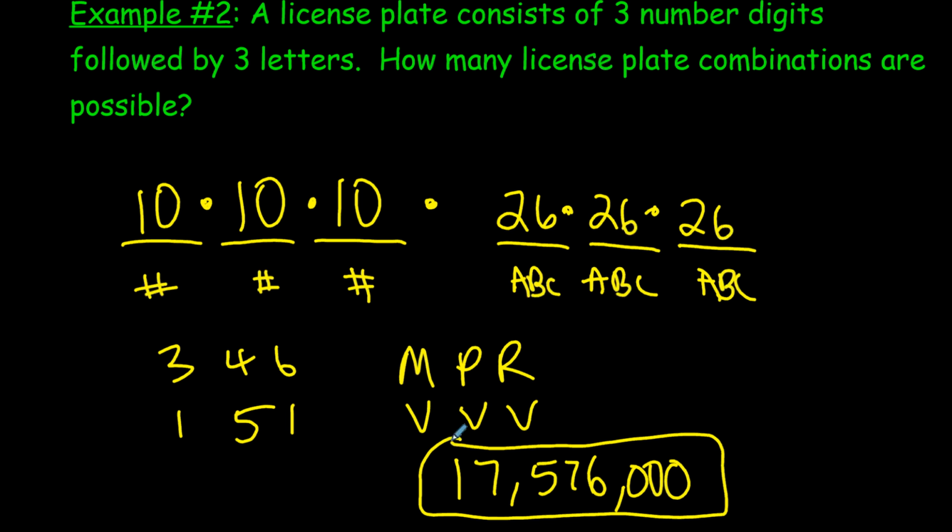And then a state like California doesn't do 3 numbers followed by 3 letters. They have the characters intermixed, so it's going to be even more. All right, so this is the fundamental counting principle. You multiply up how many choices you have for each different option, and you get the total number of things in the sample space.